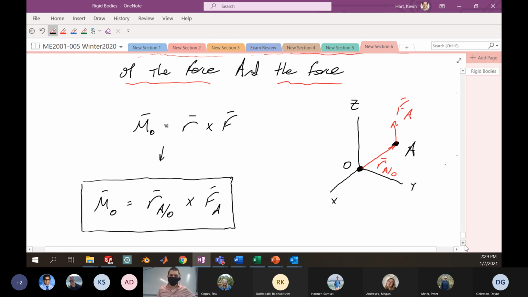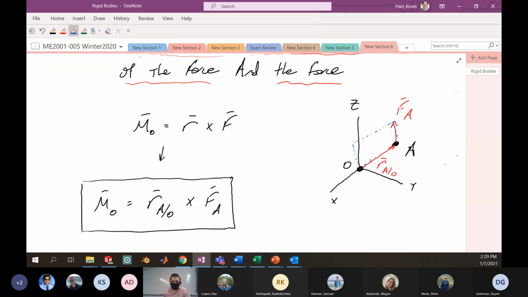So if we're trying to picture what this moment would look like on this particular diagram, here we have this position vector that's locating A from O. That's what A/O means, the position vector locating A from O. And we have this force at A. If we thought about what the cross product of this would look like, we have the plane that contains A and O. Let's say that plane is here, something that looks like that. And remember that our cross product is perpendicular to the plane that contains those two vectors.